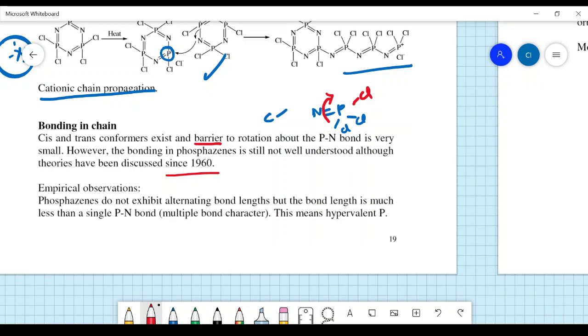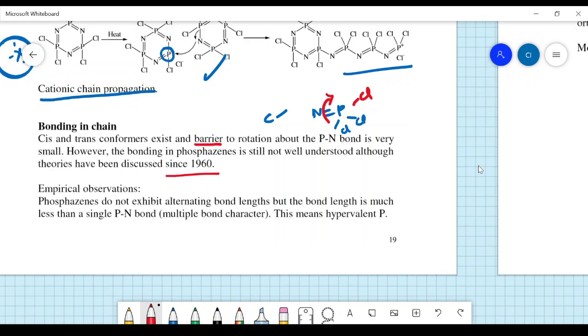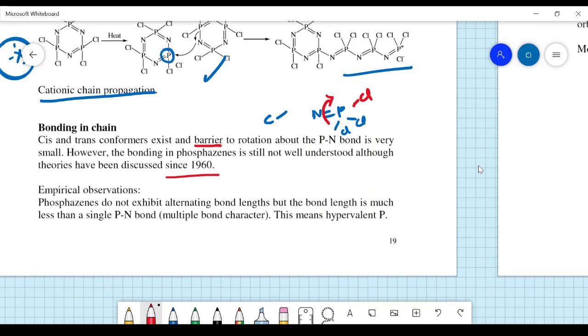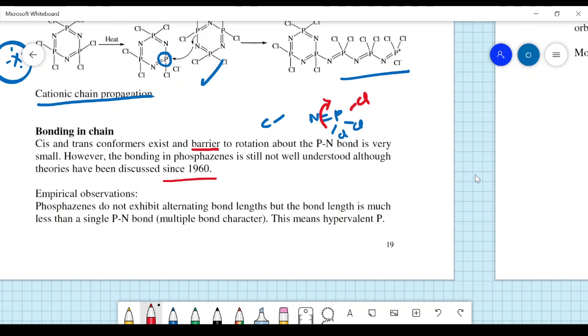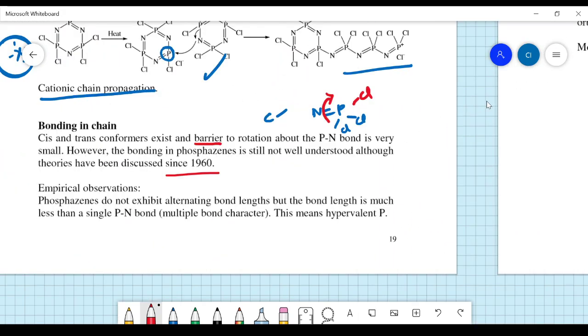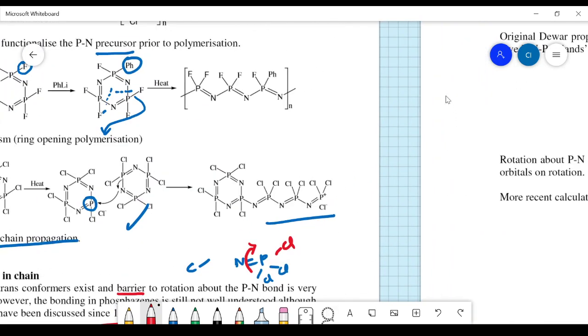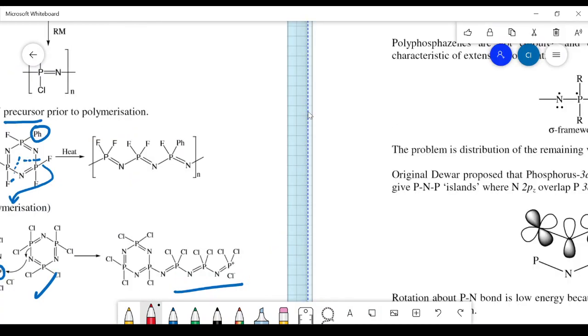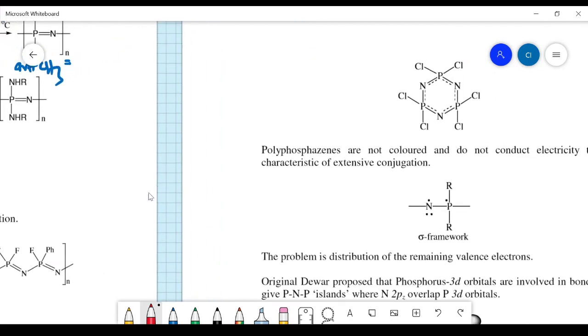Generally, the empirical properties suggest alternating bond lengths, but the bond length is much less than a single PN bond, suggesting multiple bond character. Empirical means just from some other analysis of the chemistry. Already we have seen how empirical methods and ab initio methods are impacting our study into that.